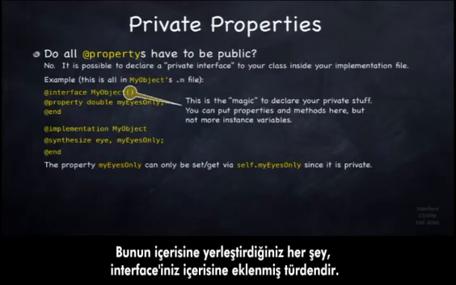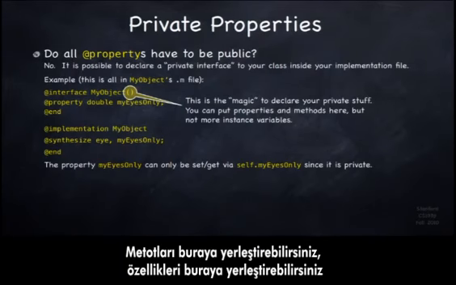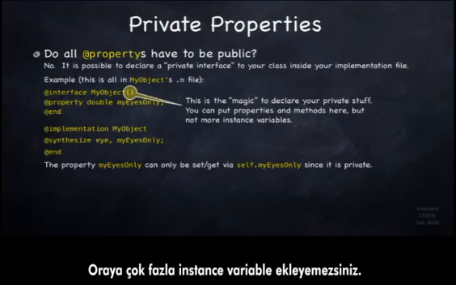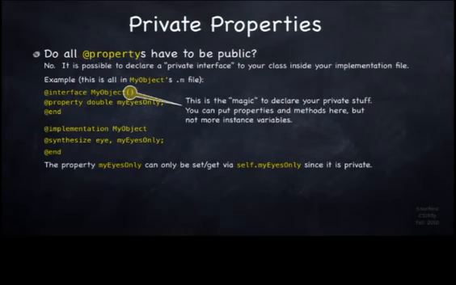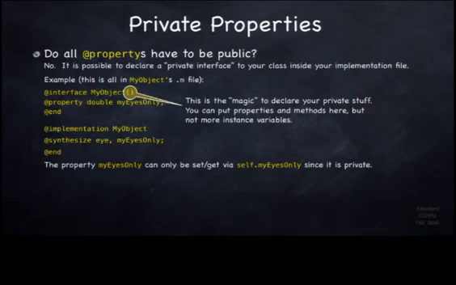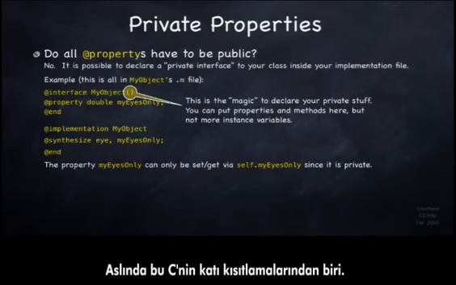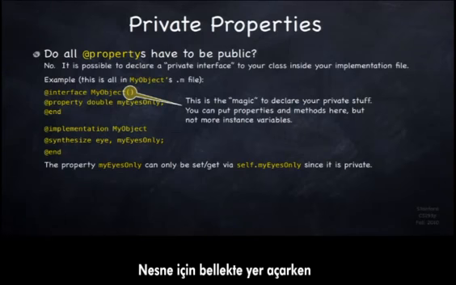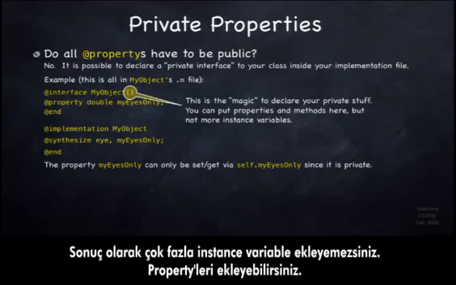Everything you put in that interface is kind of added to your interface. You can put methods in there. You can put properties in there. You cannot put more instance variables in there. All your instance variables have to go in your header file. That's a restriction, basically on strict C, that it needs to know the size of that instance variable structure when it's allocating the object. So you cannot put more instance variables, but you can put properties.